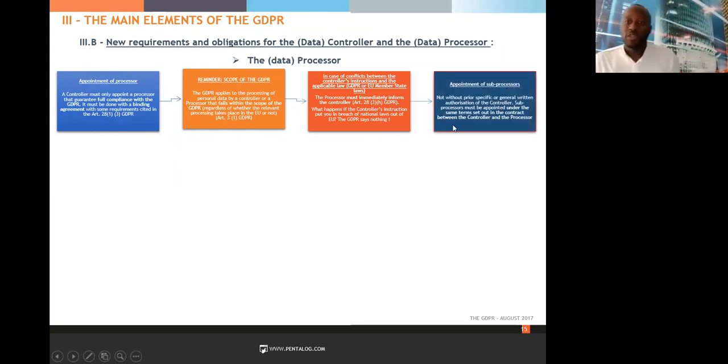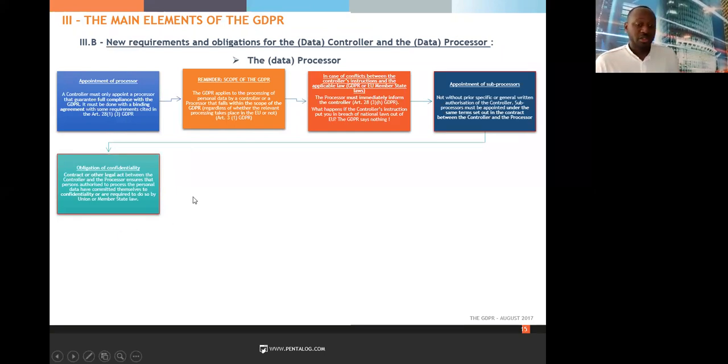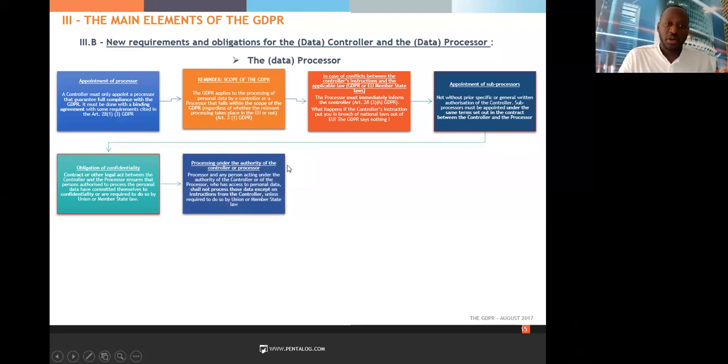Appointment of sub-processor. Sometimes you have to appoint sub-processors, but they have to be compliant with the GDPR as well, so put it in the contract. The obligation of confidentiality is the same as for the controller. Processing under the authority of the controller or processor: if you have access to data when you're processing, you should only process the data that you have been instructed by the controller, otherwise you're not there anymore. You can only do otherwise unless it's required by Union or Member State law.